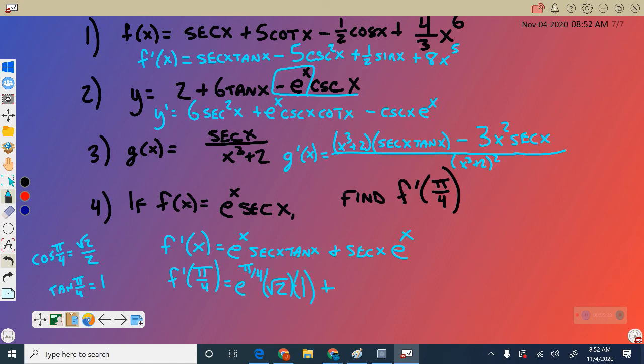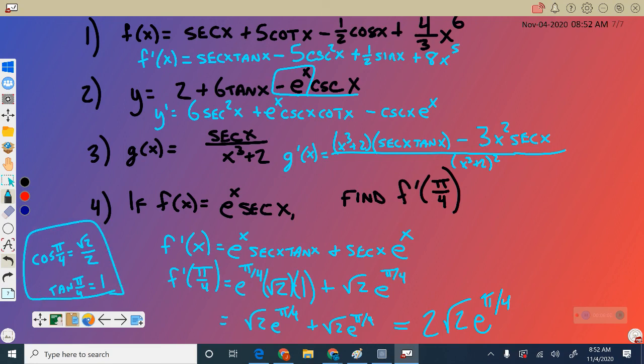Plus secant of pi over 4, we just did that again, is just root 2 times e to the pi over 4. So what we have here is a root 2 e to the pi over 4 plus another root 2 e to the pi over 4. So the way they would simplify that, you can't do anything really with e to the pi over 4. So we have 2 square roots of 2 e to the pi over 4. It looks ugly, but it ends up not being too bad as long as you know your trig derivatives and as long as you know the basics from the unit circle. Don't forget them.